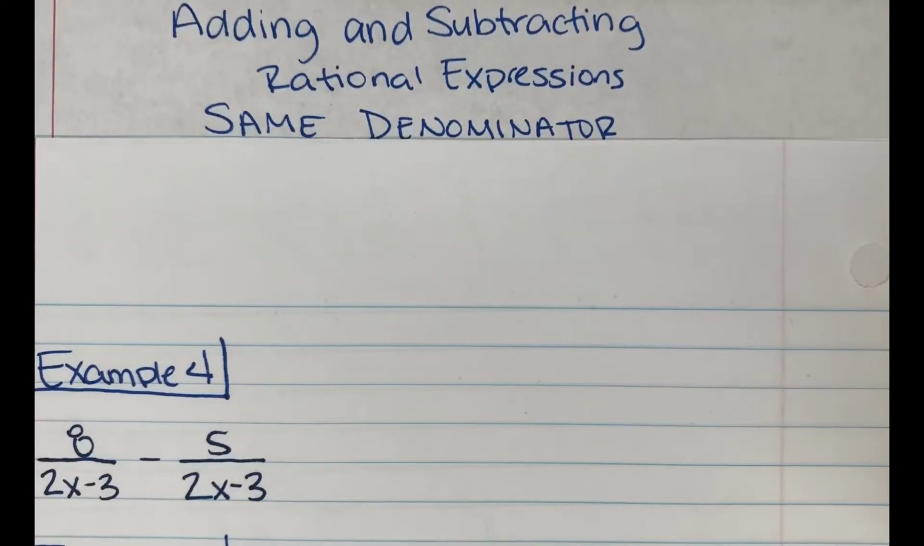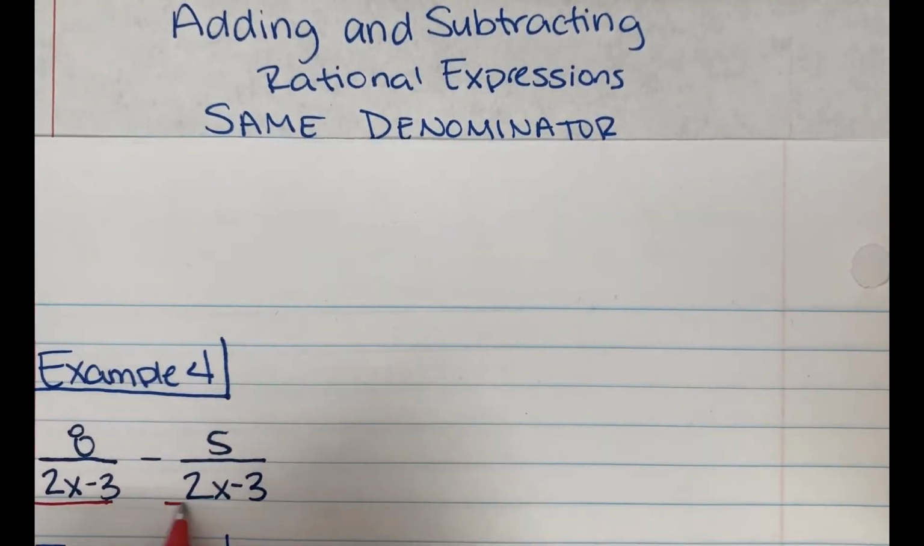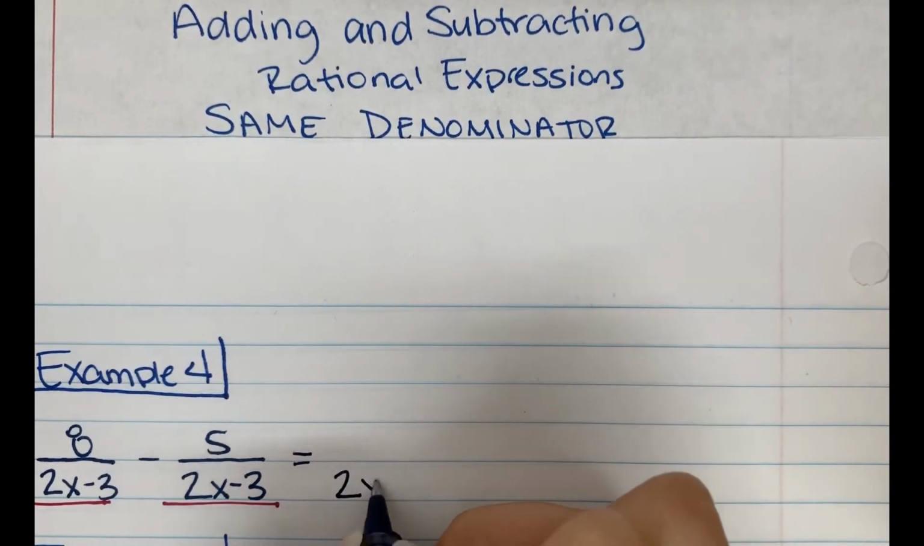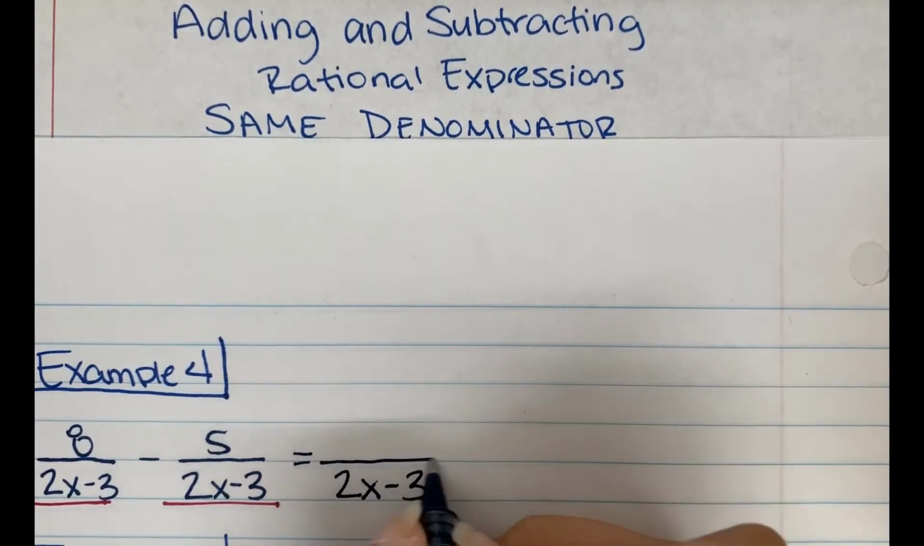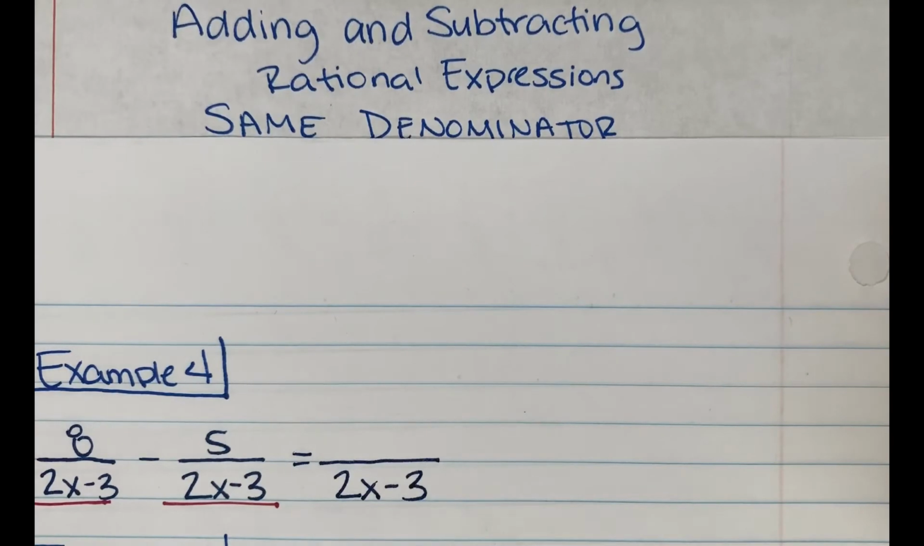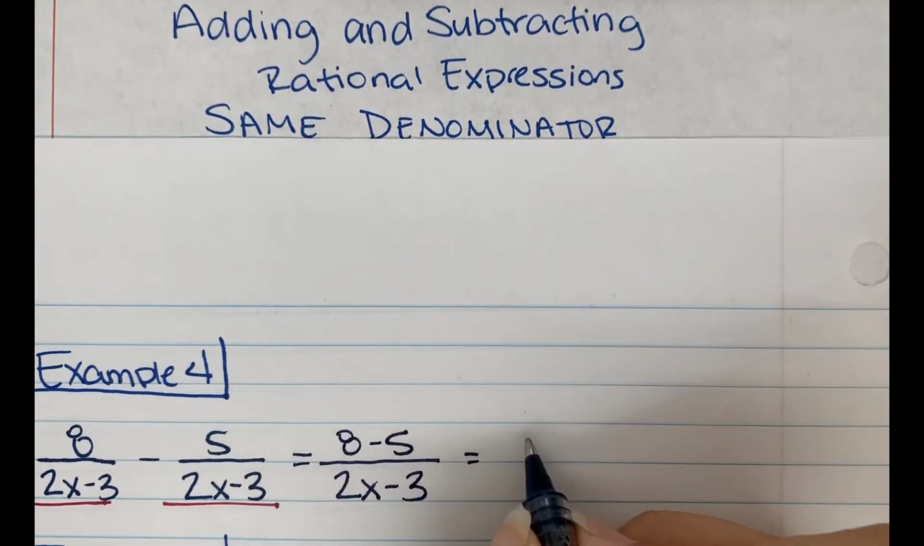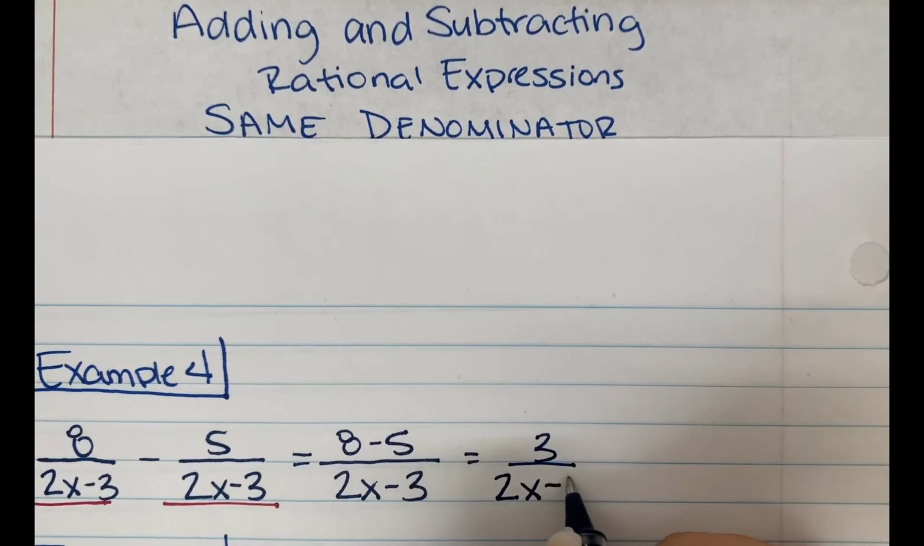When we're subtracting, you got to really watch your signs, but the same rules still apply. We have the same denominator here, so our answer is going to have the same denominator, which is 2x minus 3. Now our numerator, reading left to right, is 8 minus 5. 8 minus 5 is 3. So our answer is 3 over 2x minus 3.